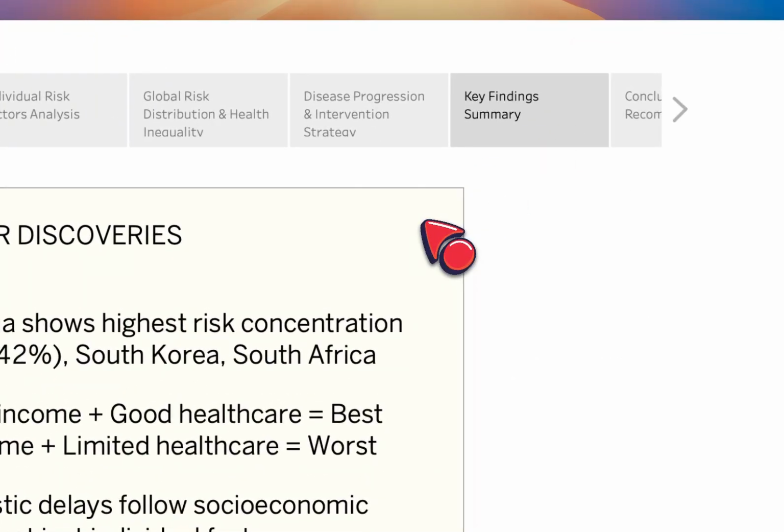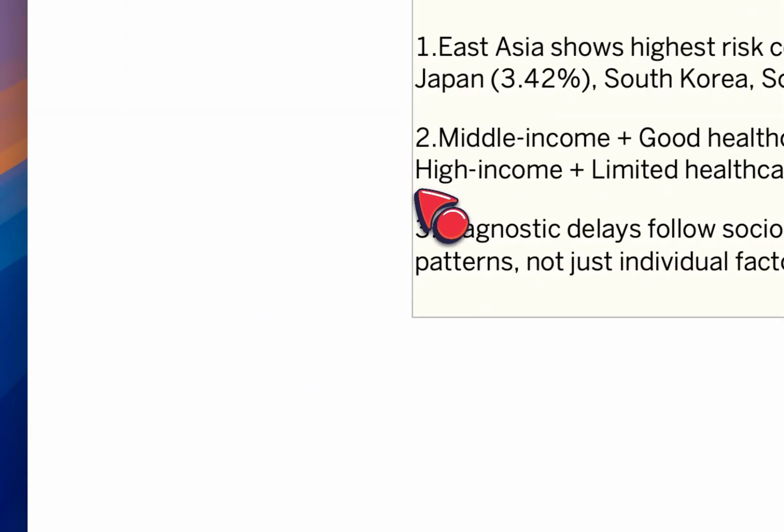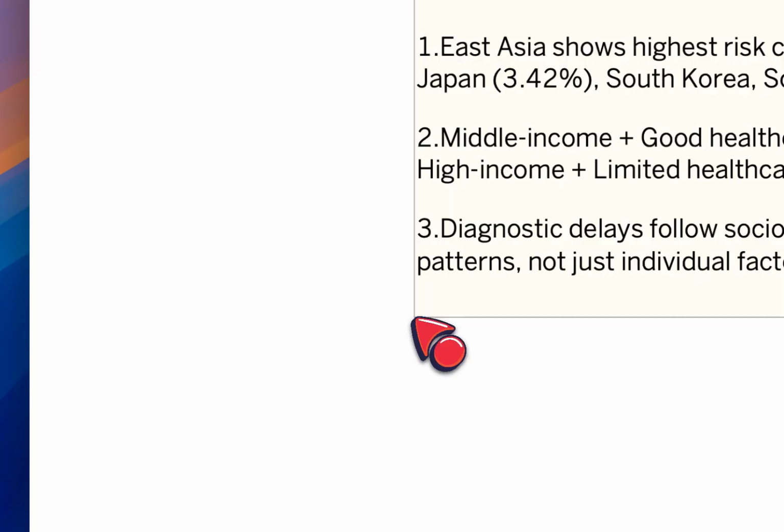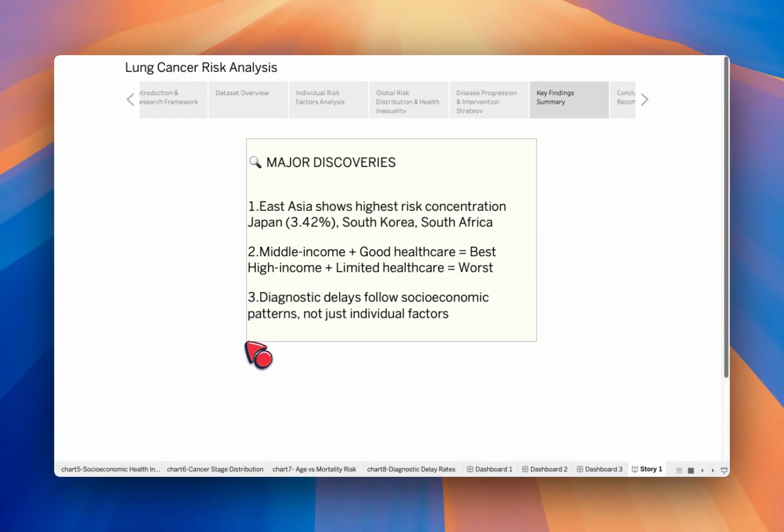Let's move into key findings. There are three major discoveries. First, geographic clustering matters. Japan leads at 3.42%. East Asia shows the highest risks. Second, healthcare accessibility beats income.